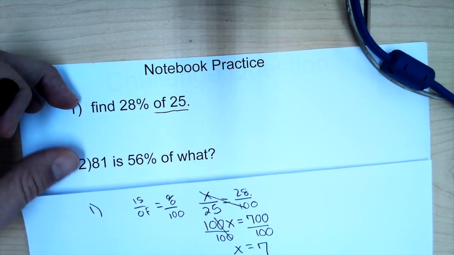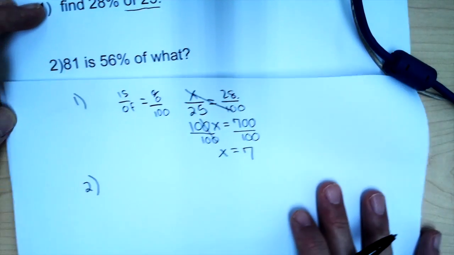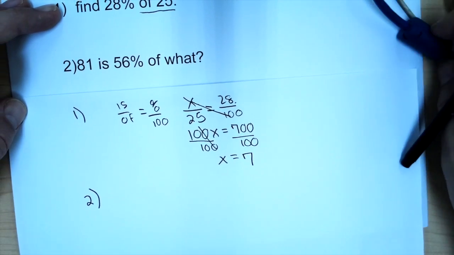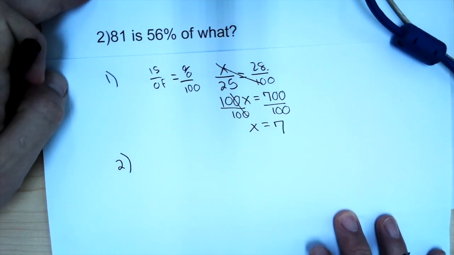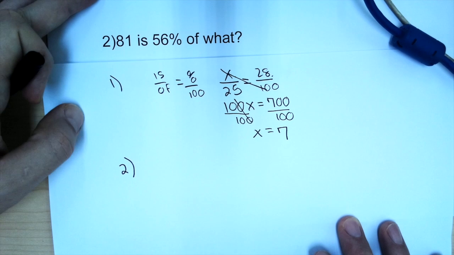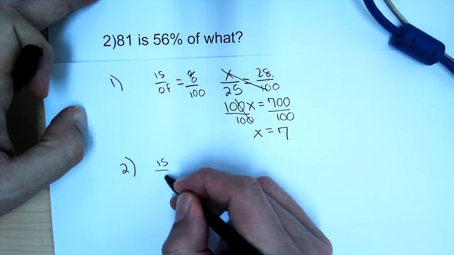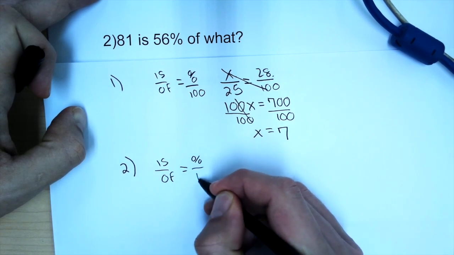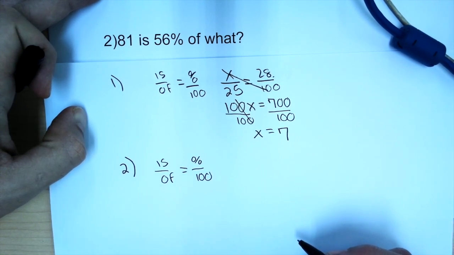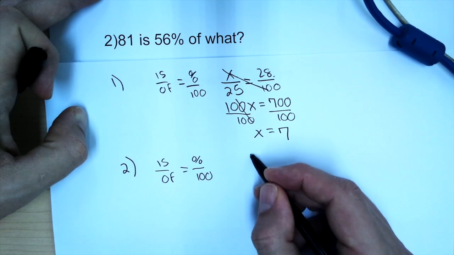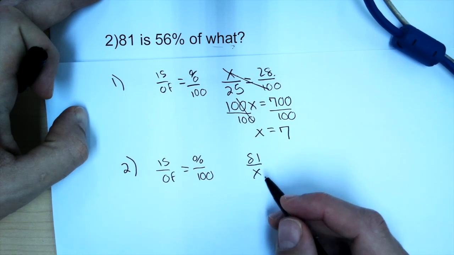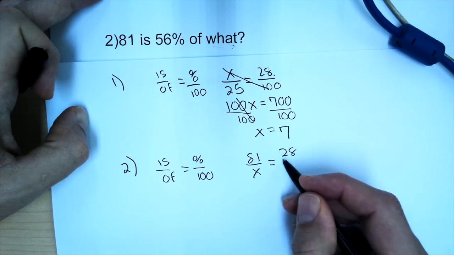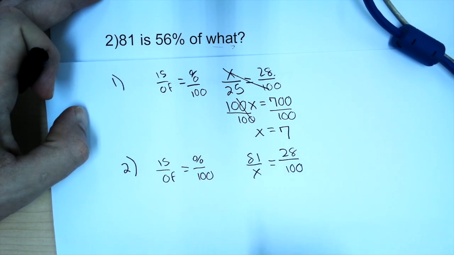Let's take a look at question number 2. 81 is 56% of what number? Feel free to pause the video and try this on your own. So again, we're going to want to use is over of equals percent over 100. Let's fill in the blanks. 81 is, so that's my is, of what, so I'm missing the of part, is equal to 56 over 100. Now my proportion is set up.